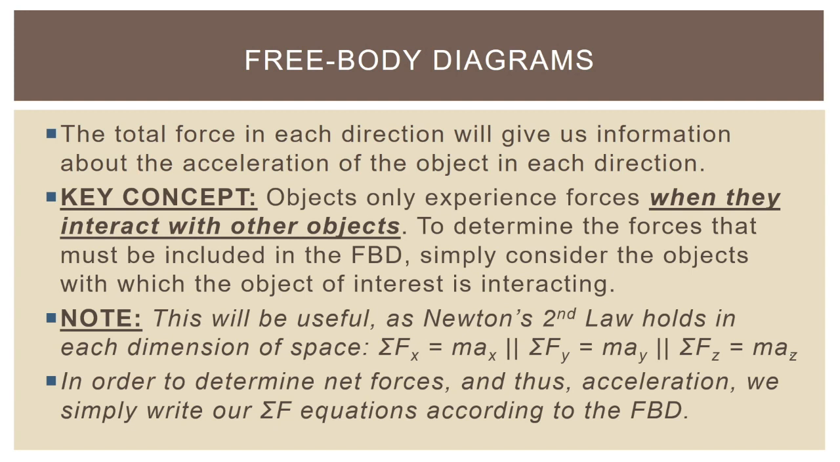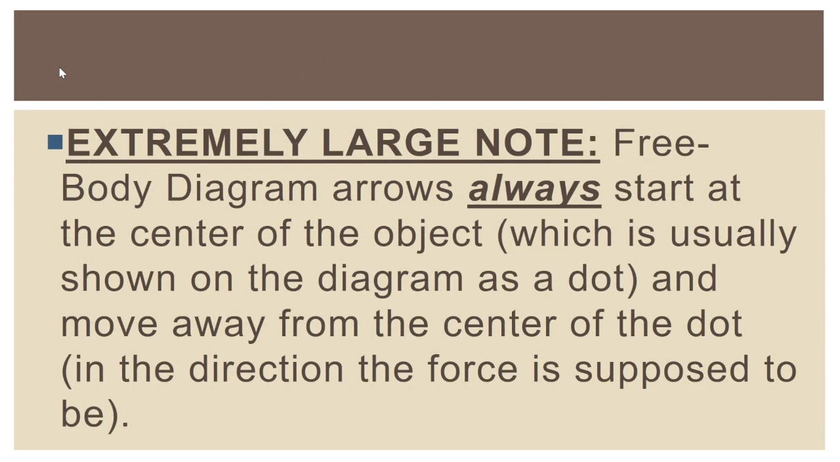Okay, so now we basically talked about what a free body diagram is and what we're going to use it for. And now we really want to talk about how you're supposed to draw it. So the first thing that we should say here, and this is an extremely large note, is free body diagram arrows. The forces are shown by arrows here. So free body diagram arrows always start at the center of the object, which is usually shown on the diagram as a dot, and move away from the center of the dot in the direction the force is supposed to be.